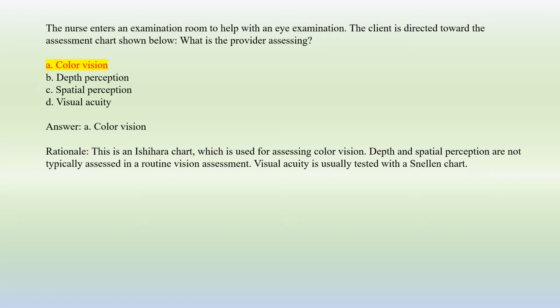Answer. A. Color vision. Rationale. This is an Ishihara chart, which is used for assessing color vision. Depth and spatial perception are not typically assessed in a routine vision assessment. Visual acuity is usually tested with a Snellen chart.